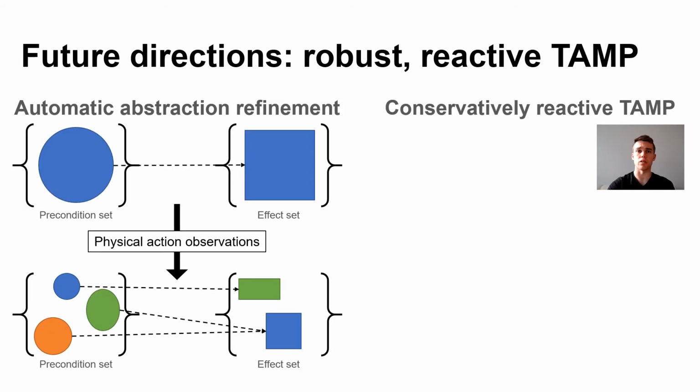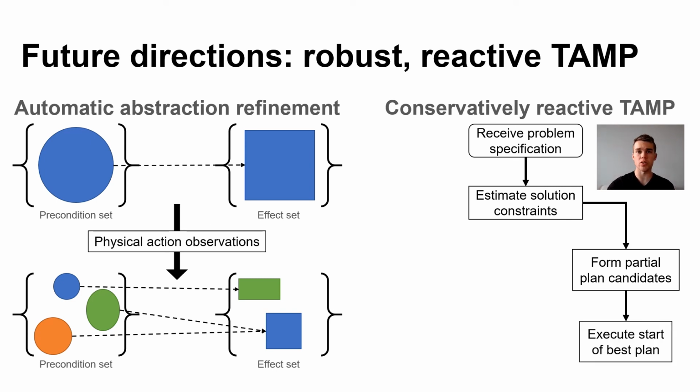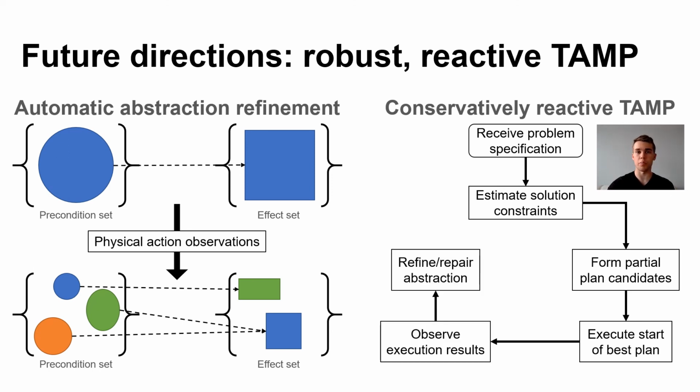I'm also working on a reactive, robust approach to task and motion planning based on ideas from model predictive control. This approach starts by constructing conservative estimates of constraints on the space of solutions to a problem, and then making partial plans that satisfy these constraints, and choosing the best of these candidates to start executing. By observing this execution, the planner can automatically refine and repair its action abstraction, update its estimate of the constraints on the solution space, and continue iterating until the goal.